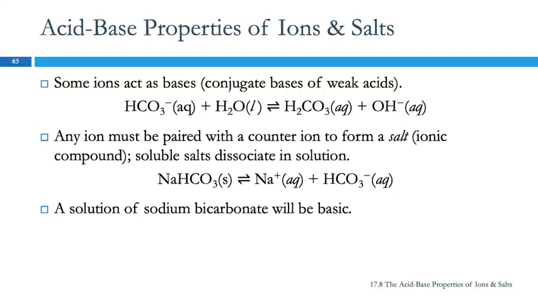Now we're going to look at the acid-base properties of ions and salts. So some ions will act as bases. And here's one that we saw in the table of common weak bases, hydrogen carbonate ion. This can accept a hydrogen ion from water, and the result is carbonic acid plus hydroxide ion.